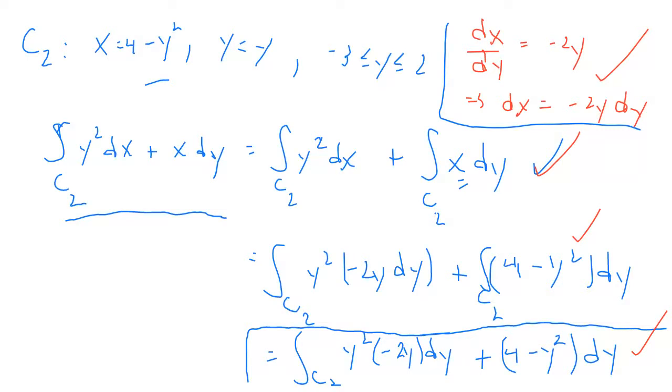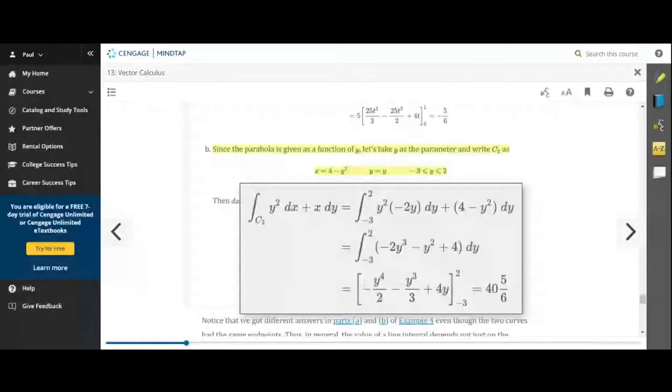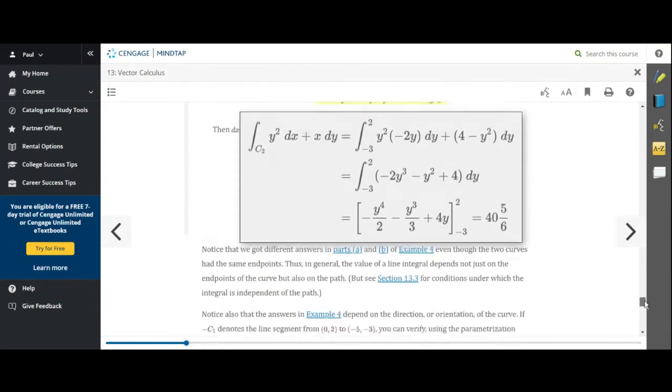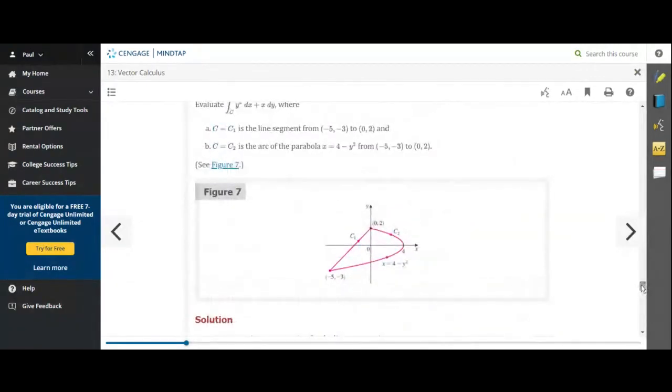Well then, now we'll go back to the problem at hand. They compute this line integral and they get 40 and 5/6. So along the first path C1, that line integral was equal to negative 5/6. But along the second path C2, that parabola, the line integral there was 40 and 5/6. And so that's interesting.